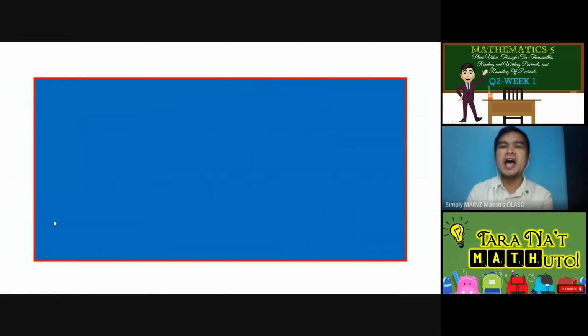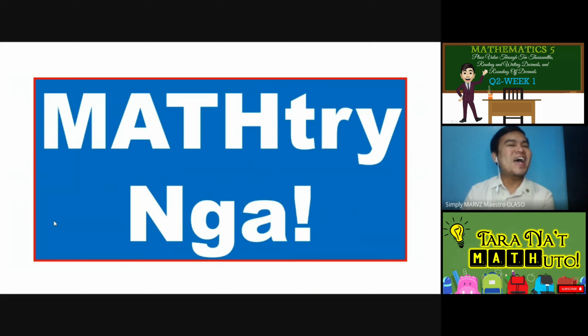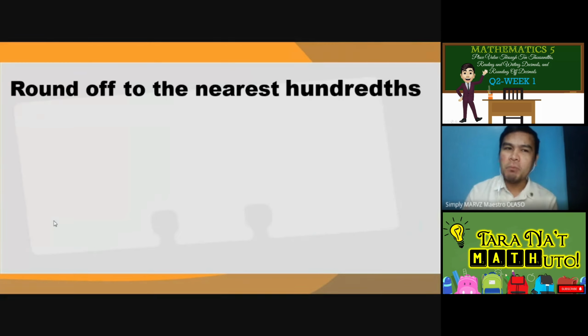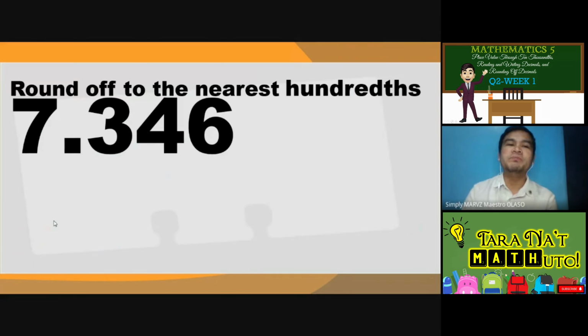Let's have this one. Math try na. Tingnan natin kung kaya nyo mag-round off. Let's have the first example. Round off to the nearest hundredth. Yun yung ating rule. So we have the number. Again, basahin nga natin ito. Correct. 7 and 346 thousandths. Yan po ang tamang pagbasa.